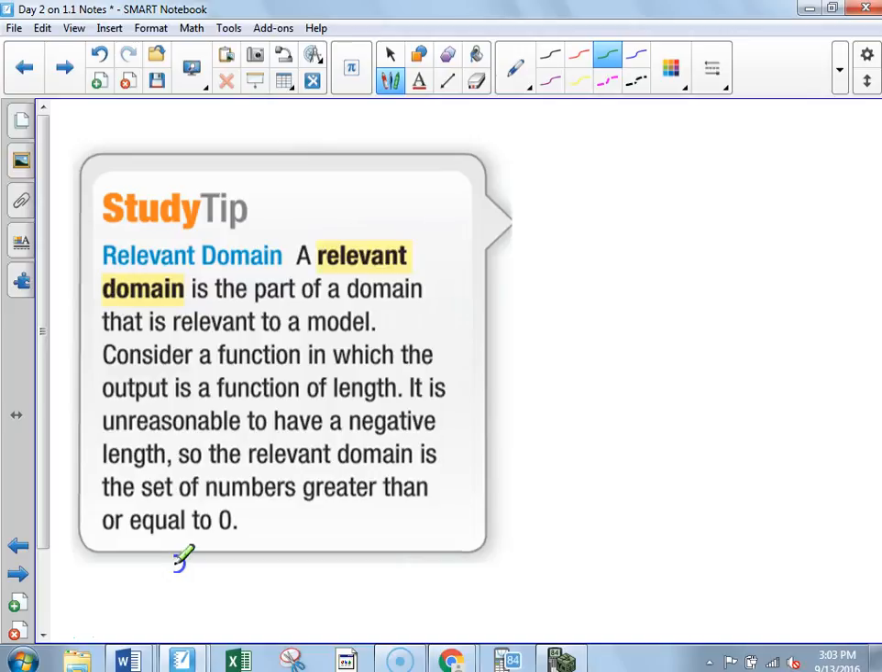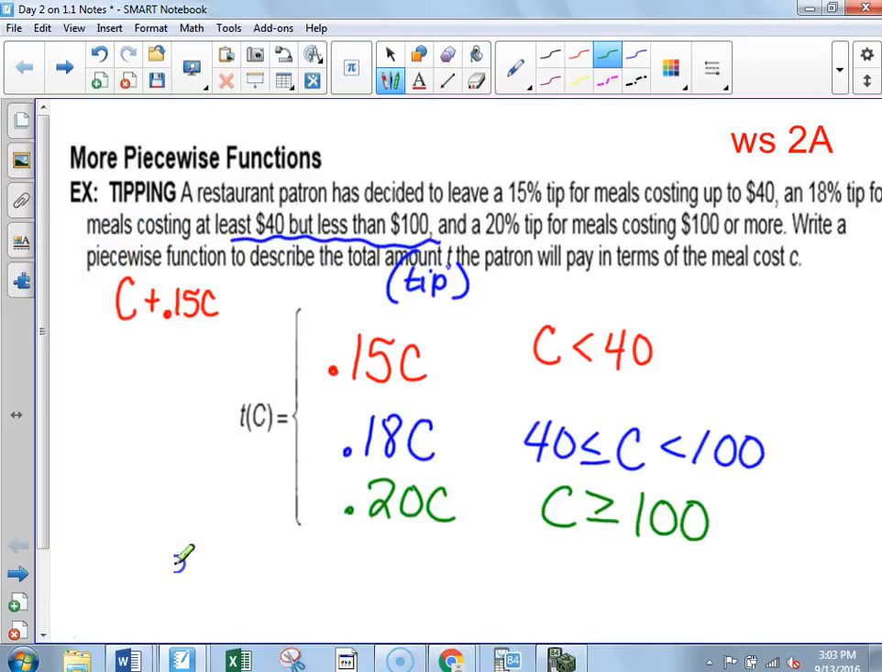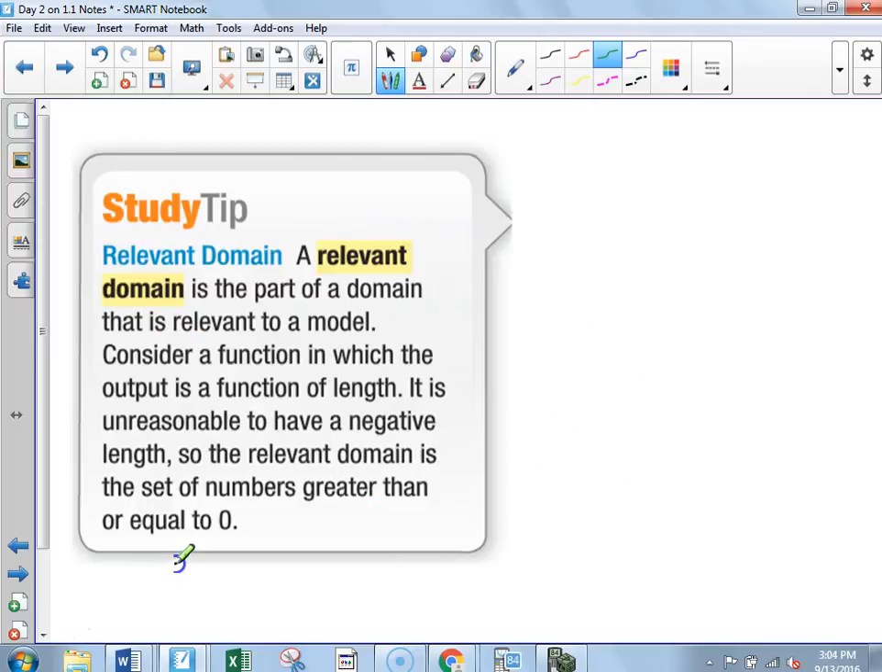What was the relevant domain on that question? We talked about this before. We talked about an implied domain when we threw up the ball. It couldn't go underground. It couldn't have negative time. The same here. You can't have negative cost of a meal, right? The upper bound, I don't know. It depends how fancy the restaurant is. It could go really high, or how many people you're feeding, right? A relevant domain just means consider the function, what it's talking about, okay?